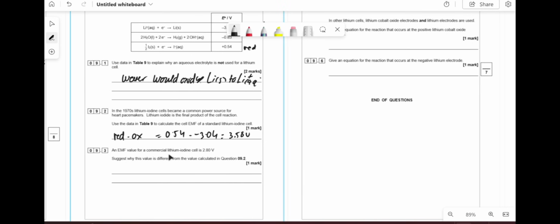An EMF for a commercial lithium iodine cell is 2.8 volts. Suggest why this value is different from the value calculated in question 9.2. So again, we talked about it before, the standard hydrogen electrode. These are all recorded in standard conditions. You're not going to perfectly use it in a place where you've got 25 degrees Celsius temperature and 100 kilopascals pressure. So it's non-standard conditions. That's why it's going to affect that.